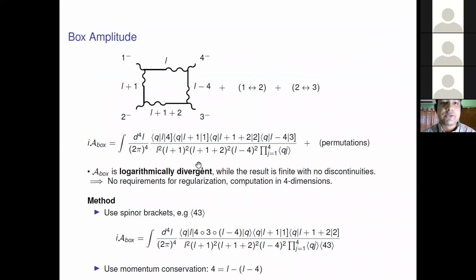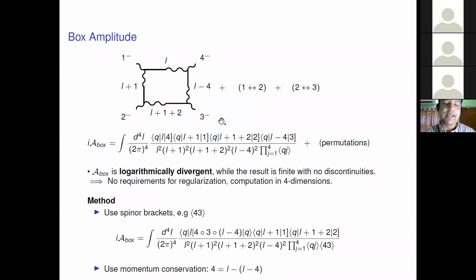Okay, so now I talk about the box amplitude. In the paper, this box amplitude was calculated for massless quantum electrodynamics, but this can also be done in the self-dual Yang-Mills theory, because the Feynman rules of these two theories are similar in spinor notations. So what we do is that we first write this loop integral and then project it onto external negative helicity states. It then takes this particular form, given by a spinor bracket contraction in the numerator, and in the denominator, the usual propagators. This box amplitude is logarithmically divergent, but there are no discontinuities.